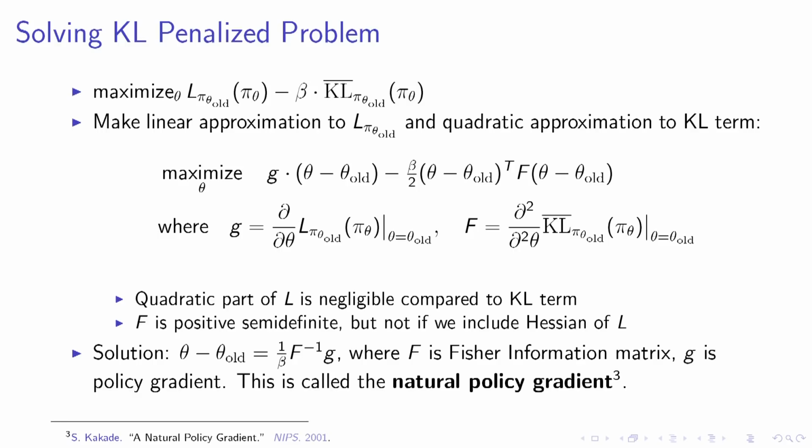As it turns out, the F here is called the Fisher information matrix. This is something that appears all over the place in probability theory. It's telling you how sensitive the probability distribution is to different directions in parameter space. So it's telling you if I move in this direction in parameter space, how big of a change to the probability distribution is that. Anyway, the step that you get when you solve this quadratic program is called the natural policy gradient.